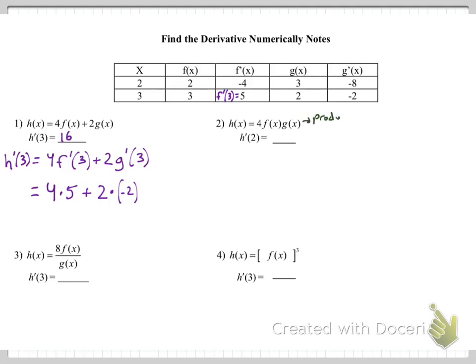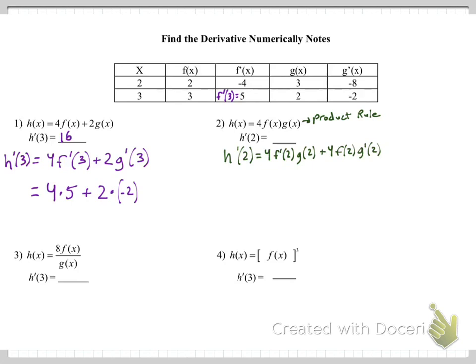For example, this time, number 2, we have the product rule. If we're using the product rule, remember it's the derivative of the first times the second plus the first times the derivative of the second. Notice the 4 is just a constant, so it floats out there in the front of each of those. I went ahead and plugged in the 2's, but you can see that is the product rule, f prime times g and f times g prime.